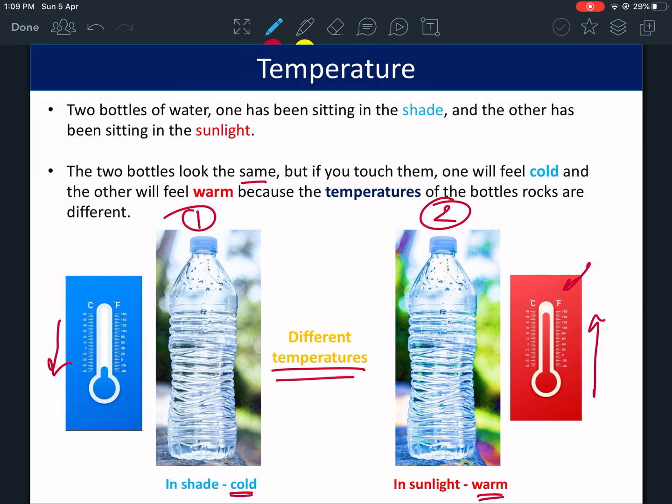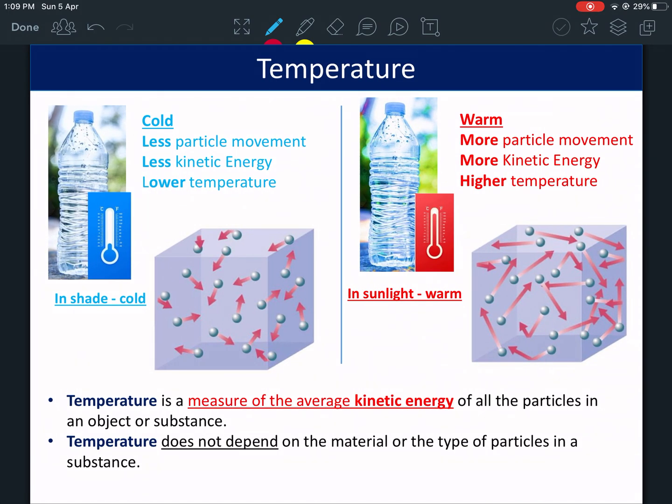Two bottles look the same, but if you touch them, one will feel cold and the other will feel warm, okay? So two bottles of water, one has been sitting in the shade and the other has been sitting in sunlight. This one is warmer because the sun has made it warmer. This one is colder because it's been sitting in the shade and no sun has reached it to make it any warmer, okay?